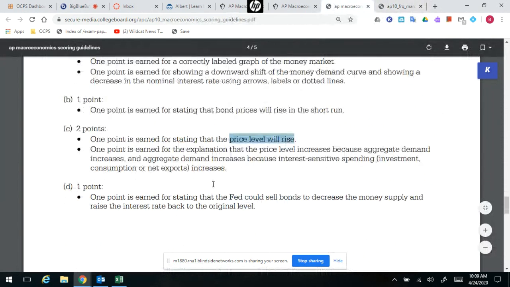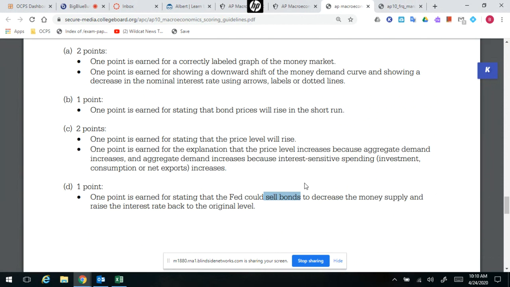All we're going to need to do is sell bonds. Selling bonds is going to be contractionary monetary policy, again straight from the flow chart. If you sell the bonds, the supply of money shrinks, interest rates go up.